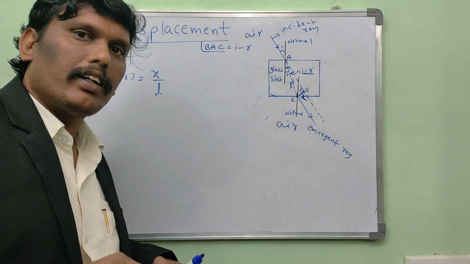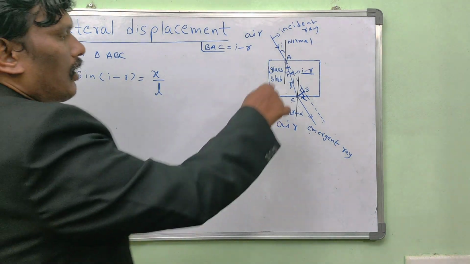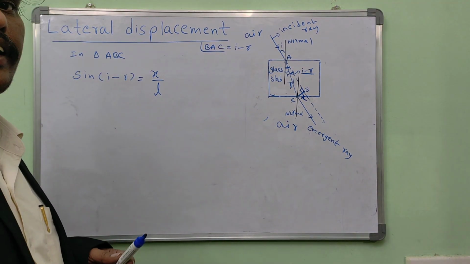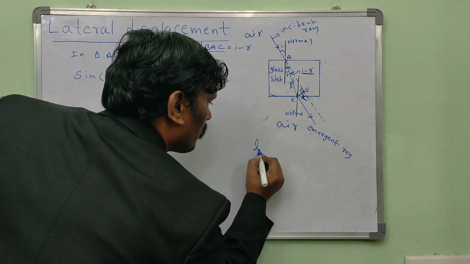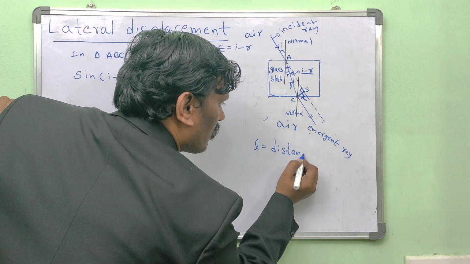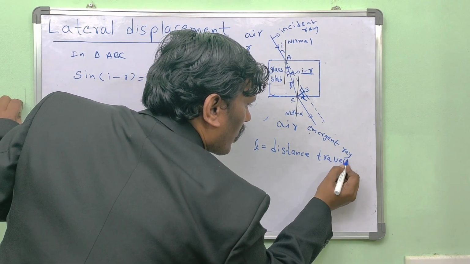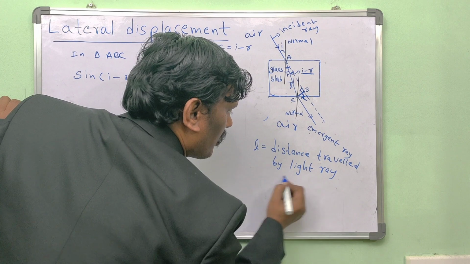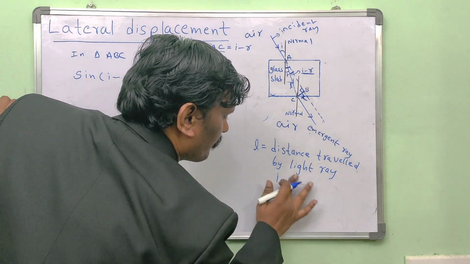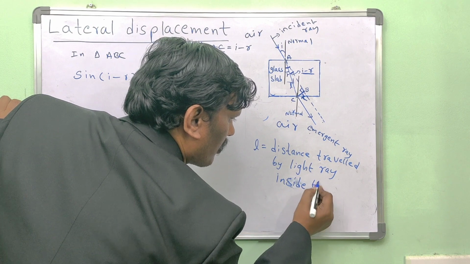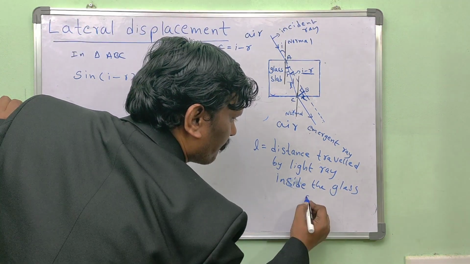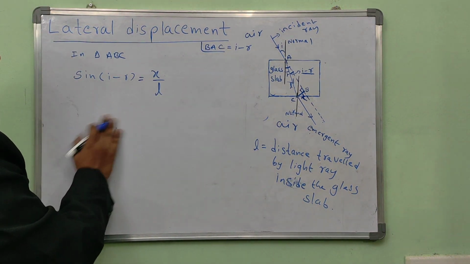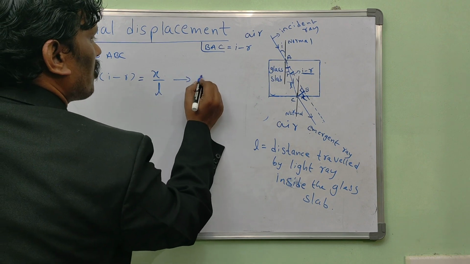Distance travelled by the light inside the glass slab. Light travels from here to here, no? What is L? L means the distance travelled by the light ray inside the glass slab. Right. This is one of the equations.